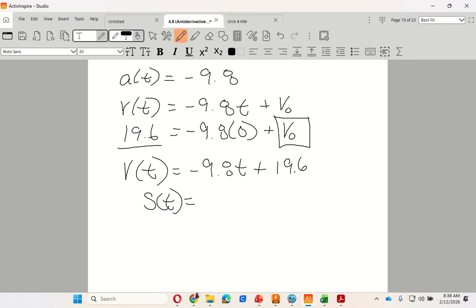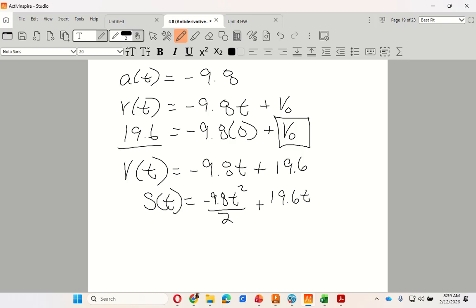So let's do the order. What should I do first? Raise the power. So it becomes t squared, right? And divide by 2, which is my power. And I still have my negative 9.8. I'll clean up my math in a moment, but I just want to show every step. And the next one's going to be plus 19.6t.